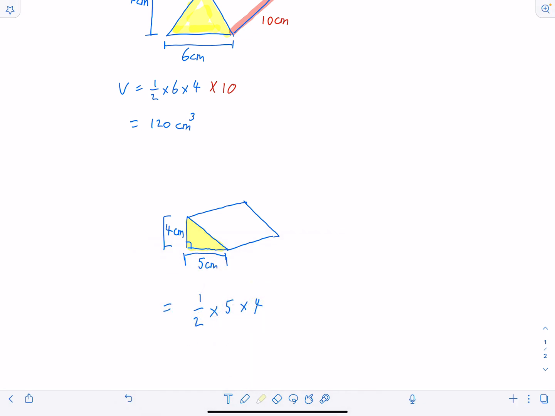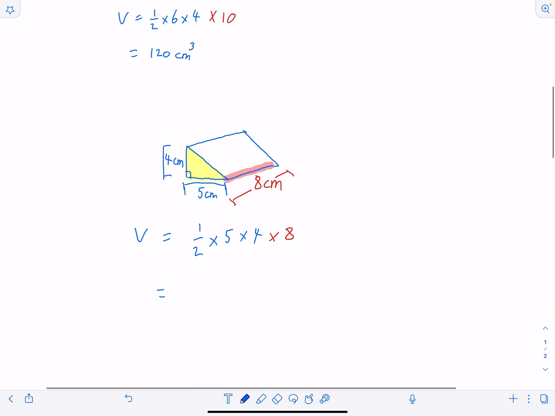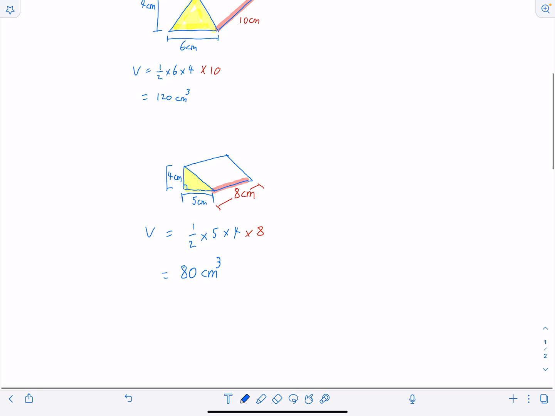Then for volume, we just times by whatever that depth is. So let's just go 8 centimetres, for example. Okay, that's that length there. And so we're going to times by 8. So it's the area of that yellow part times by the depth there. So let's work out the volume. V equals, so half times 5 times 4, that's 10. And then we're going to times by 8. So we've got 80 cubic centimetres.